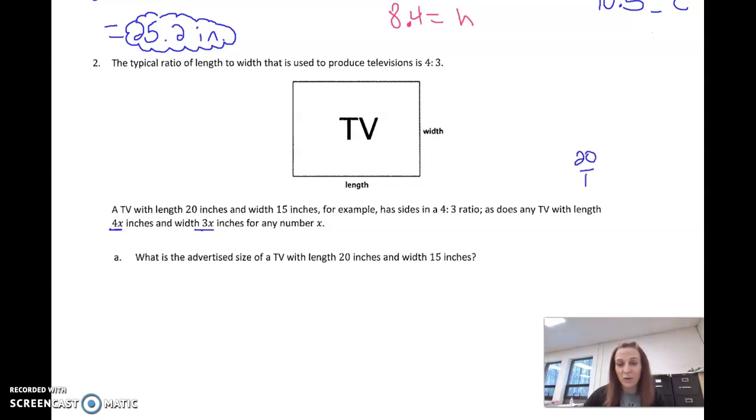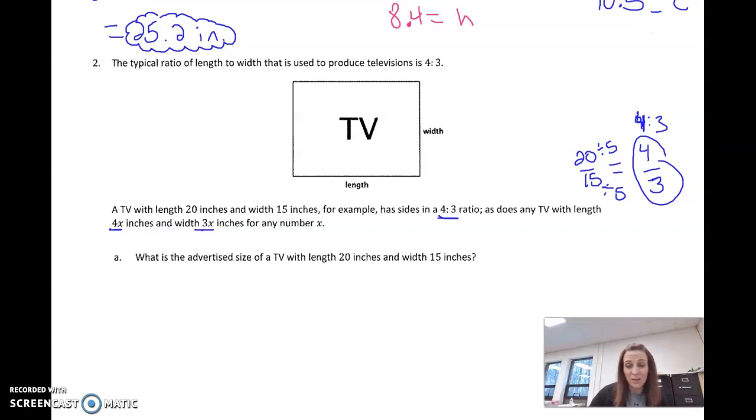If I had 20 over 15, 5 goes into both of them. Okay, so if I divide 20 by 5, I get 4. If I divide 15 by 5, guess what I get? 3. This is what they're talking about in a 4:3 ratio. Okay, the important thing you need to remember is right here, 4x and 3x. We're going to come back to that in a second.